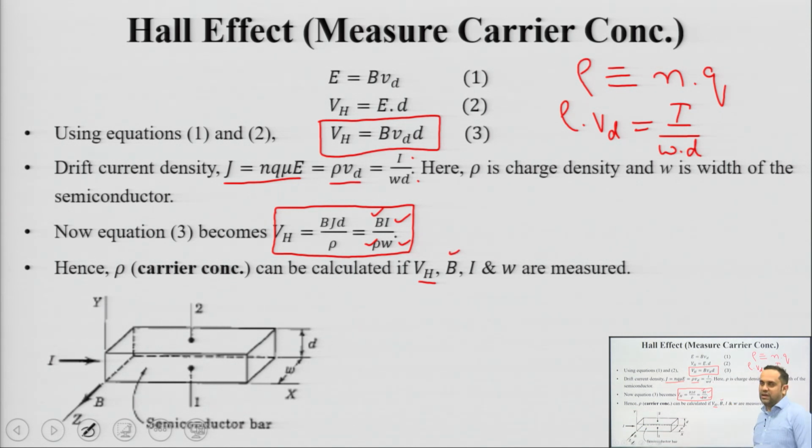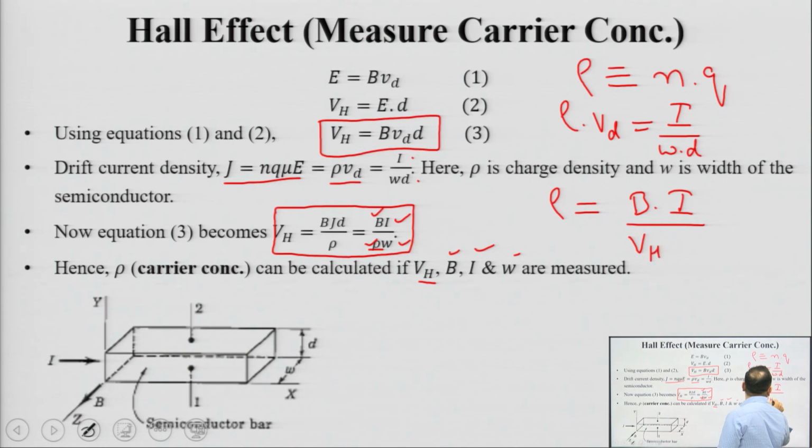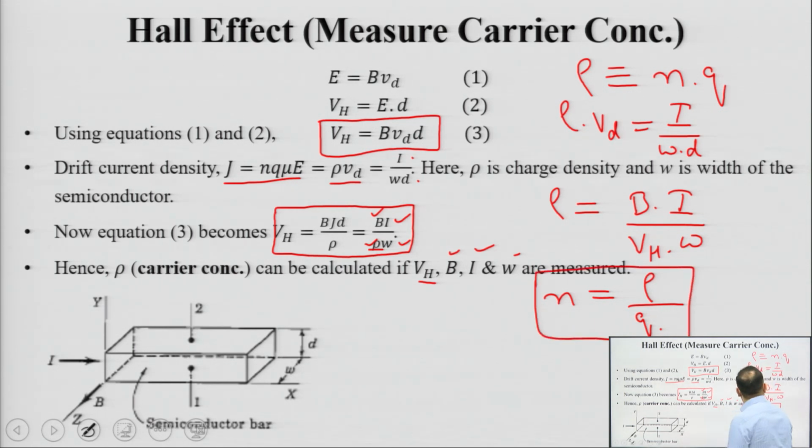I know how much magnetic field is applied, how much current is flowing, I know the physical dimension. From this I can calculate rho. Okay. So, rho I can calculate as B dot I divided by Vh dot W. So, this calculation gives me the charge density, and if I know charge density I can calculate the carrier concentration. Okay. So, this is applicable to both n type and p type semiconductors. Okay. So, if you have a p type semiconductor you will replace p here.